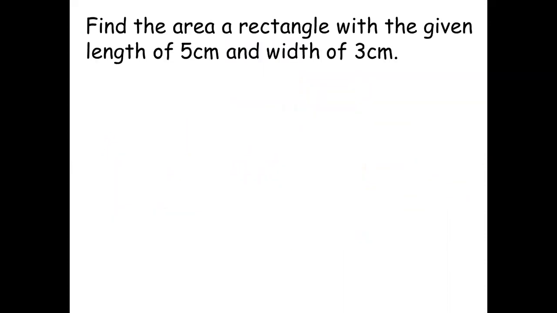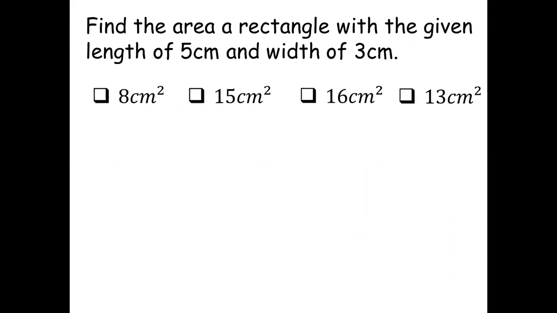So let's get started. The first question for you is: find the area of a rectangle with a given length of 5 centimeter and width of 3 centimeter. The options for you are 8 centimeter, 15 centimeter, 16 centimeter, and 13 centimeter square. So your timer starts now.